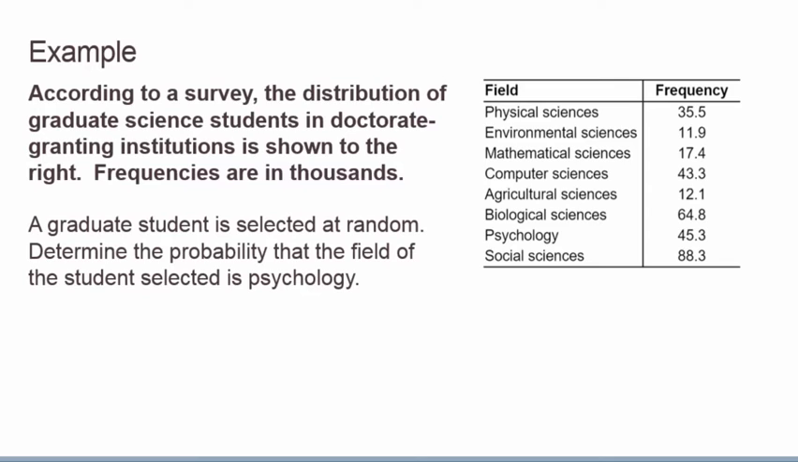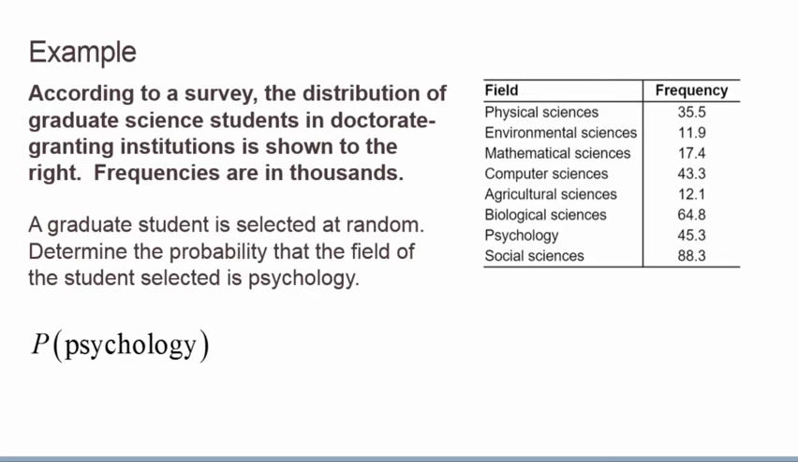Example, according to a survey, the distribution of graduate science students in doctorate granting institutions is shown to the right. Frequencies are in thousands. A graduate student is selected at random. Determine the probability that the field of the student selected is psychology. First, we write the probability of the event, P, and then in parentheses, psychology. Next, we need to know our sample size. You can always find your sample size by totaling your frequency.